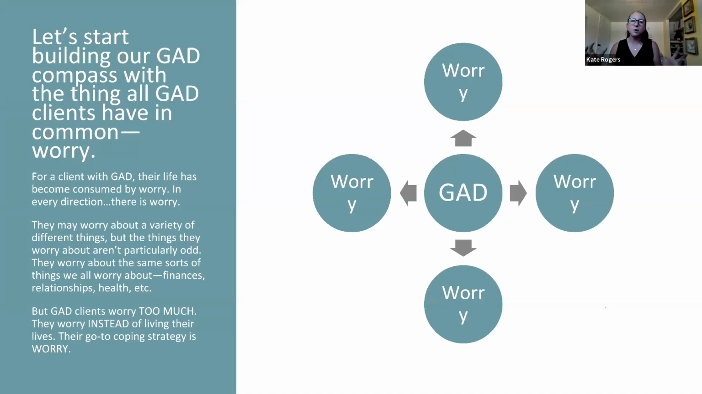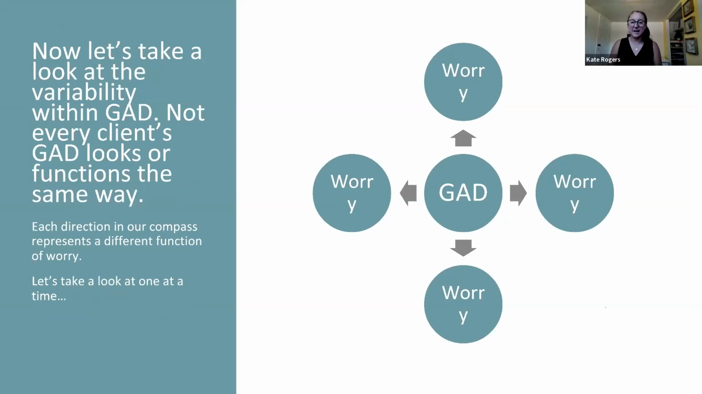And it's very important to slow down and take the time to map out this GAD compass as part of your case conceptualization. Because each direction of worry, each function of worry is going to indicate what kinds of interventions are going to set this client up for success. So we'll break it down one at a time.